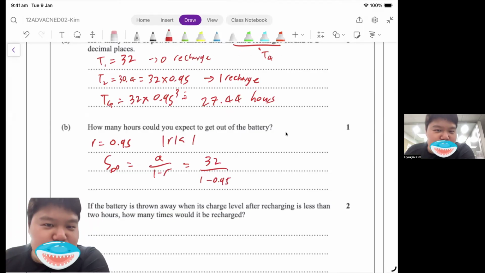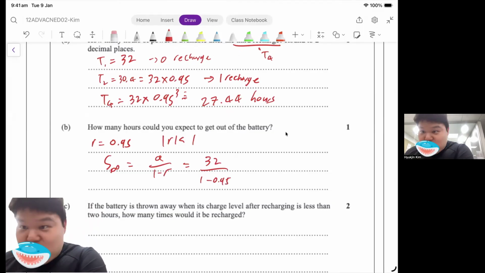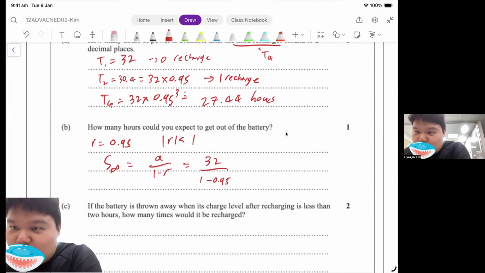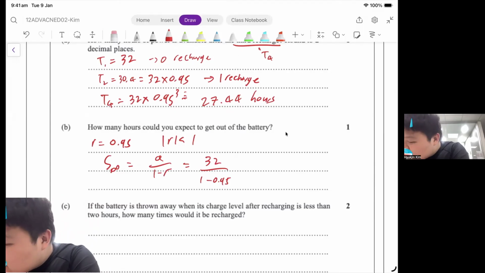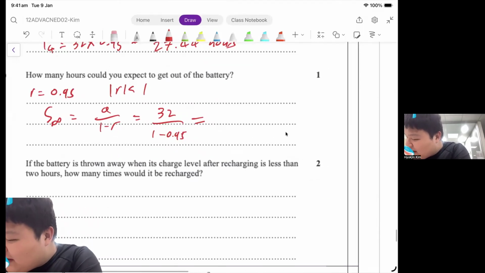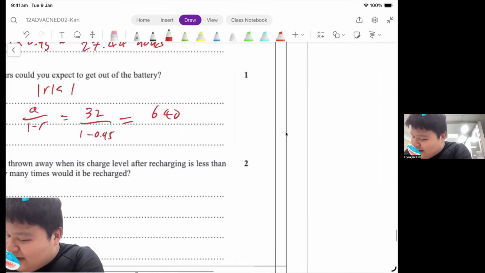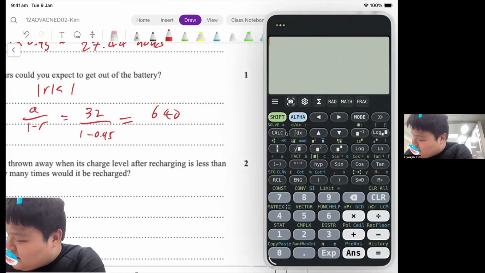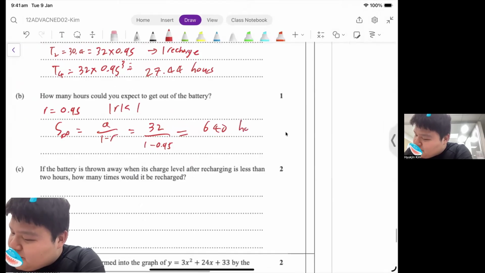But sir, I can't do 32 because 32 didn't have a recharge. That's not what the question is asking about. The question says total number of hours. So we can just do 32 over 1 minus 0.95. And you guys are overthinking it a little bit, I think. And that happens. You guys are just still learning. 32 over 0.05, I reckon 640 hours.